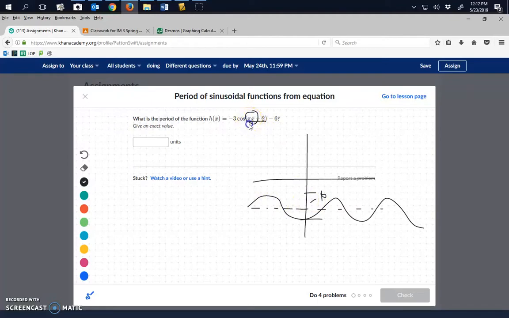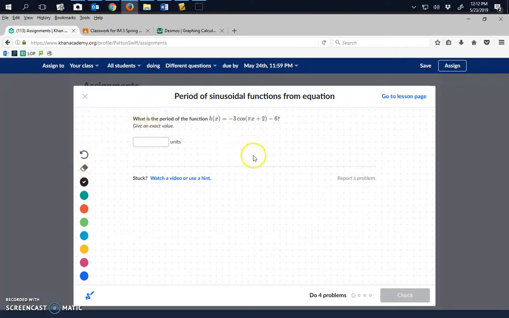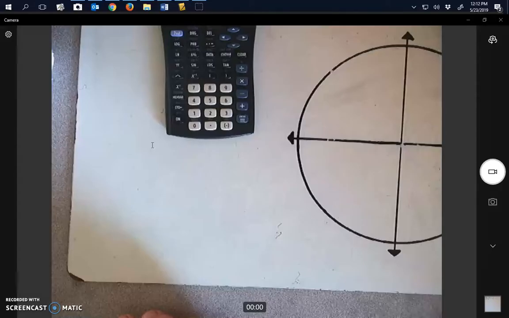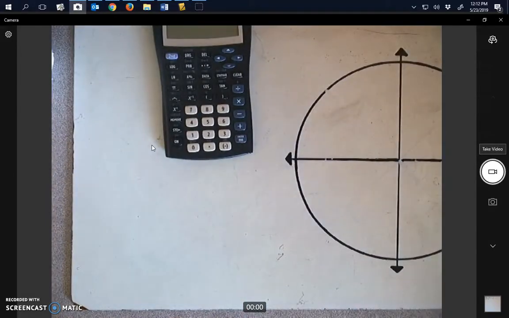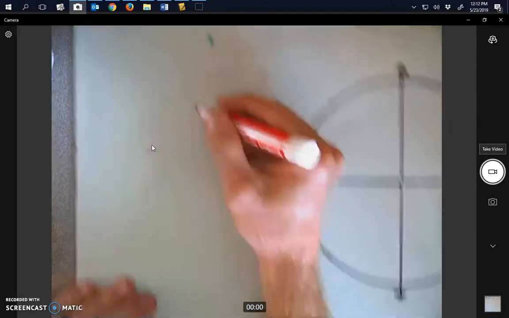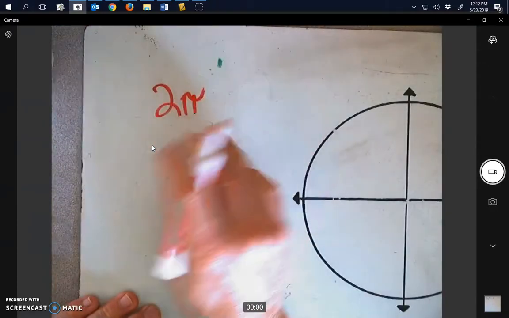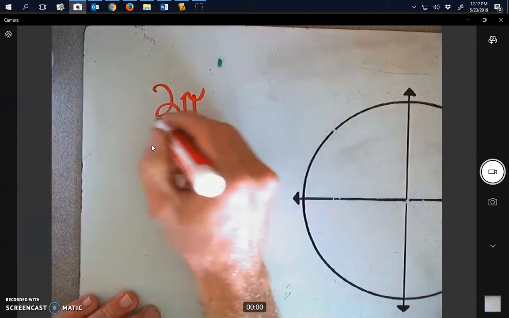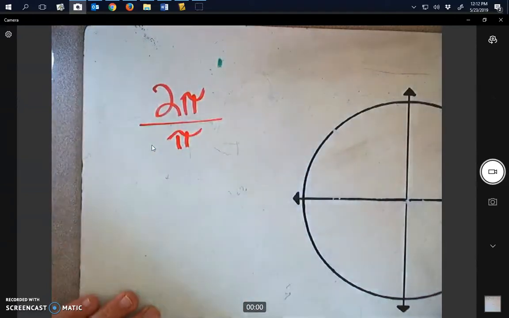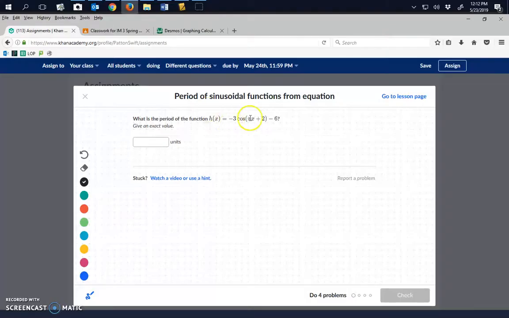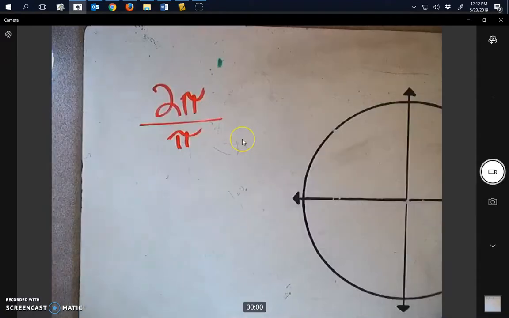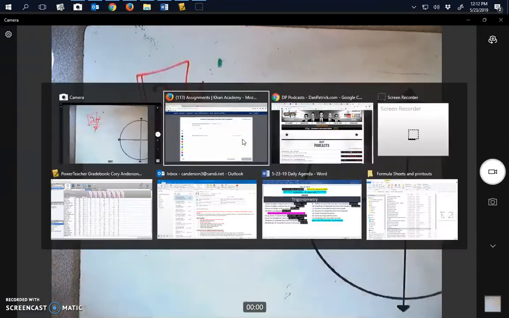So all we really care about is this number right here next to the x. So it is a pi on this question. And so the way you do it, you take 2 pi, because 2 pi is the standard period of a wave, and you divide by whatever number is in front. And like I said, our number in front is pi, so that's what we're going to divide by. Well, pi's cancel out, and we get 2.